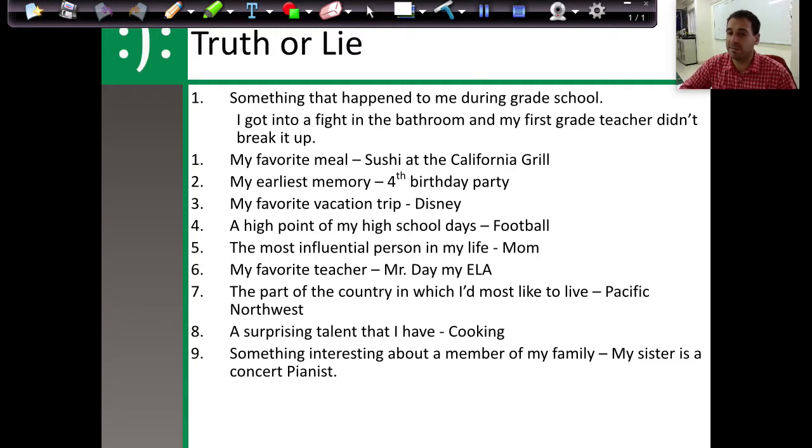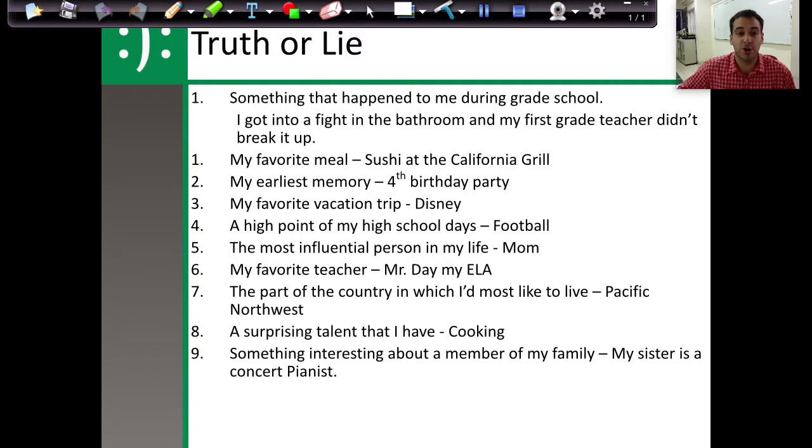My earliest memory is my fourth birthday party. My favorite vacation trip, Disney. The high point of my high school days, football. The most influential person in my life, my mom. My favorite teacher, Mr. Day, my ELA teacher. The part of the country in which I'd most like to live, the Pacific Northwest, like Seattle. A surprising talent that I have, cooking. Something interesting about a member of my family: my only sister is a concert pianist.